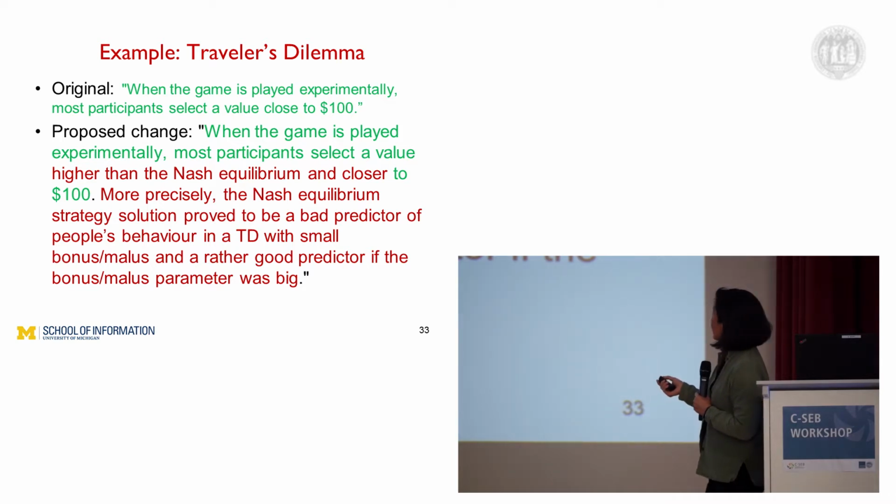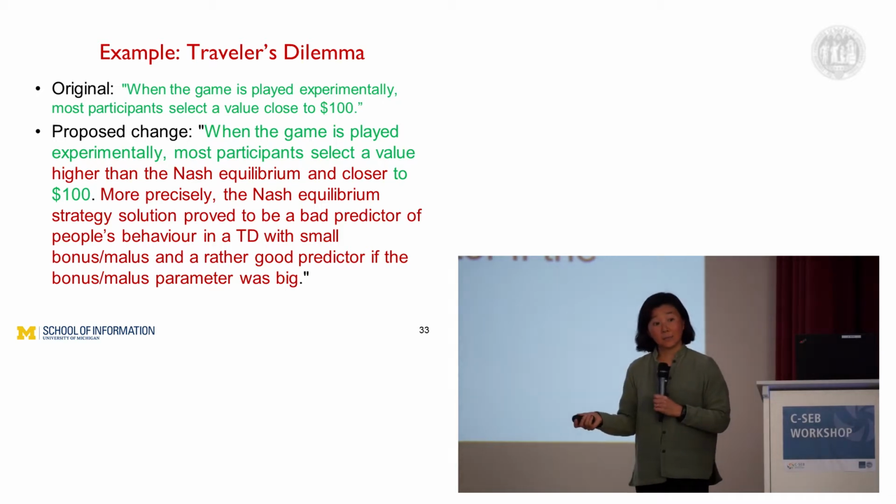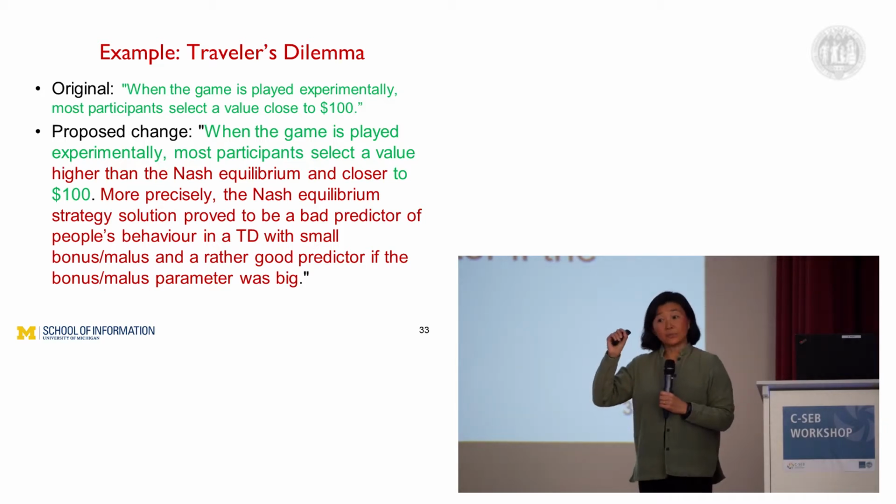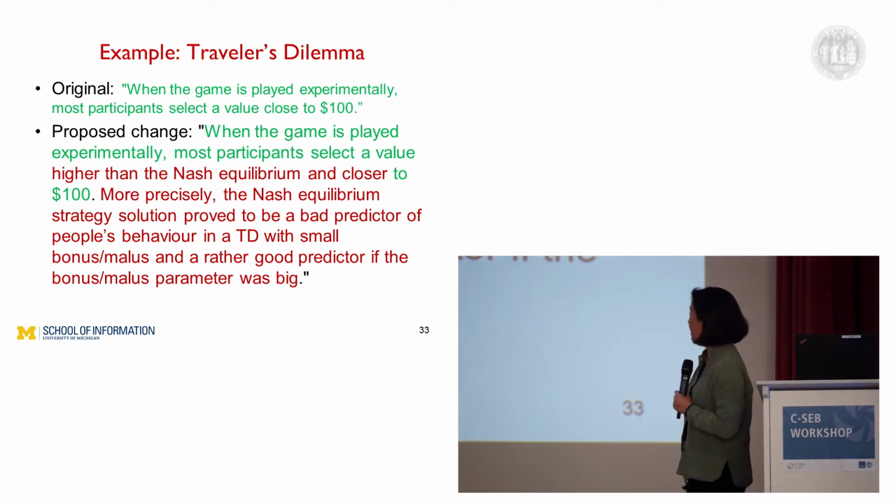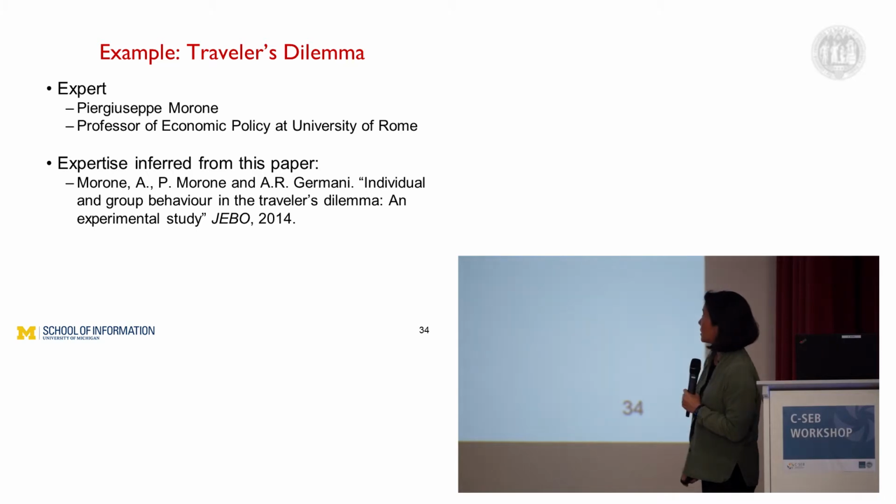The expert says, when the game is played experimentally, most participants select a value, and the red is what he added, higher than the Nash equilibrium and closer to $100. More precisely, the Nash equilibrium strategy solution proved to be a bad predictor of people's behavior in a traveler's dilemma with small bonus-malus, and a rather good predictor if the bonus-malus parameter was big. The expert's summary is much more precise and comprehensive because he considered both cases, when the parameters are high and when they're low, and when Nash equilibrium is a good prediction. And so who's the expert in this case?